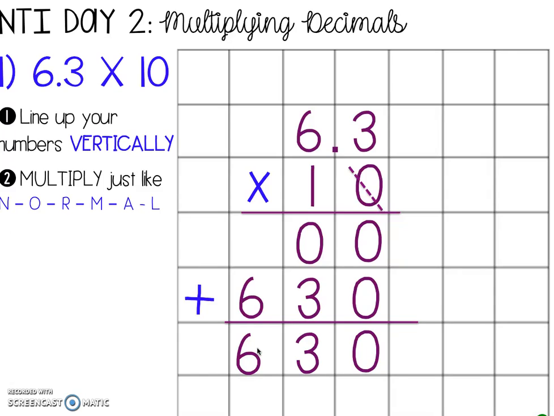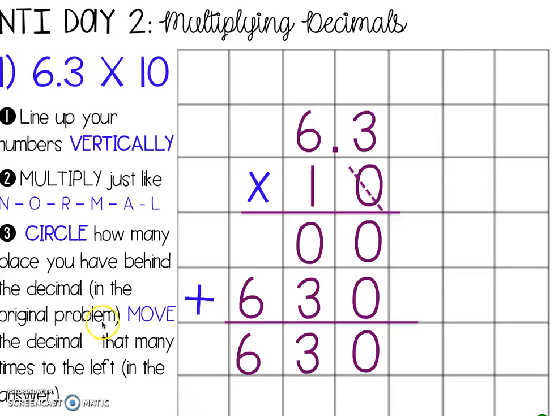So now what we've got to do is insert our decimal. To do that, we're going to circle how many places you have behind the decimal in the original problem. So in our original problem, we have 1 place behind the decimal. So we just have 1 time. Then it says move the decimal that many times to the left in your answer. So if we start here, we're going to move our decimal 1 time to the left, and then that's where it's going to be. So the answer to 6.3 times 10 is 63.